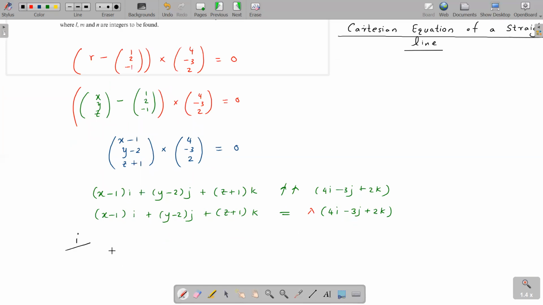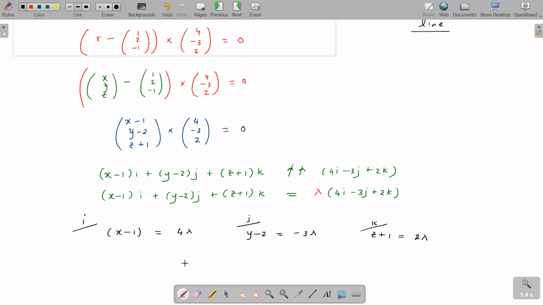For i, when you compare, we get x minus 1 equals 4 lambda. Do you agree with me? For the j vector, we get y minus 2 equals minus 3 lambda. For k we get z plus 1 equals 2 lambda. So now what do we do? Now you can see all these three equations have a common factor called lambda. So finding lambda in each of these equations, we can equate all three of them together.